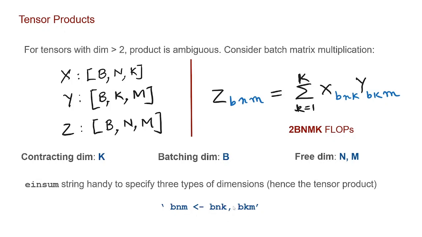So we see that B is present in both the inputs and also in the output. So B is the batching dimension. K is present in both the input tensors, but not in the output one, so it's a contracting dimension. And N and M are the free dimensions.